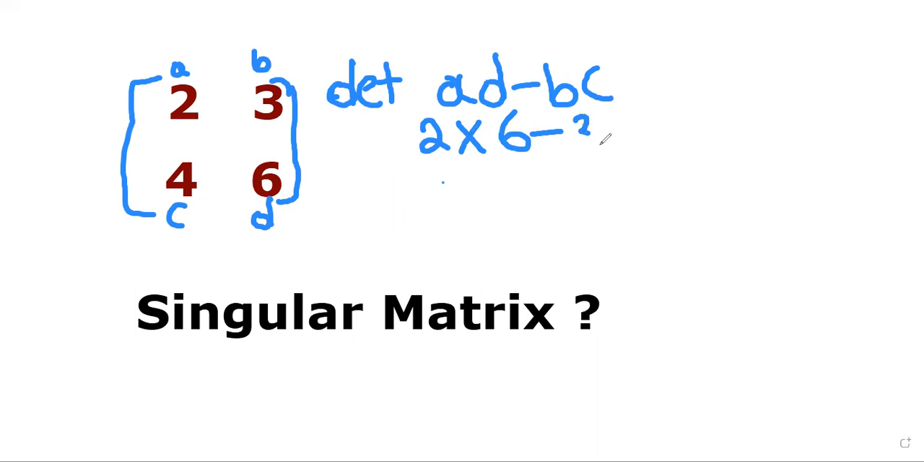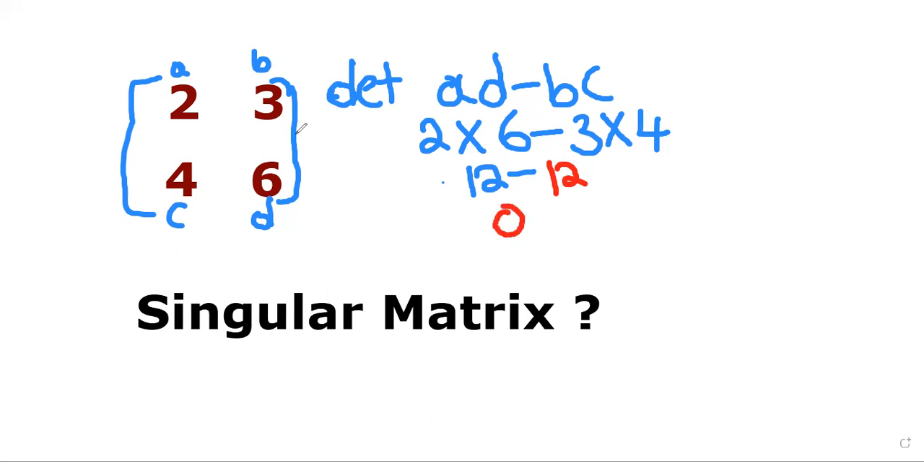If this answer works out to 0, then it is said to be a singular matrix. All right, so let us work it out. So 2 times 6 is 12, minus 3 times 4, that is also 12. And 12 minus 12 is 0.